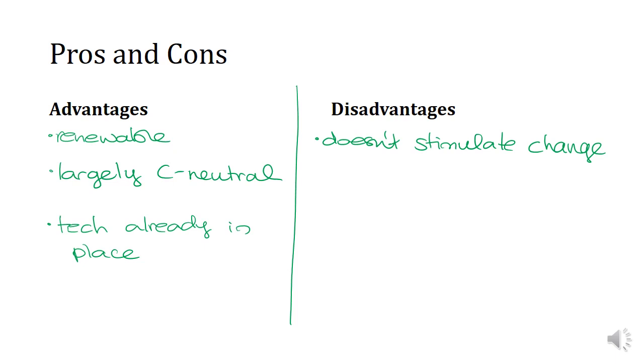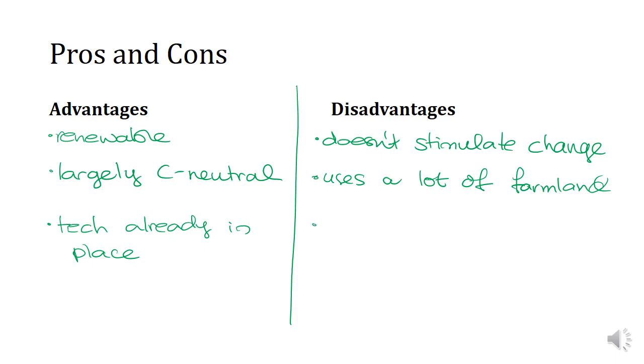Another disadvantage is that it uses a lot of farmland. It takes up a lot of what could be food crops, which in a world where food resources aren't distributed evenly, isn't necessarily the most equitable way of doing it.